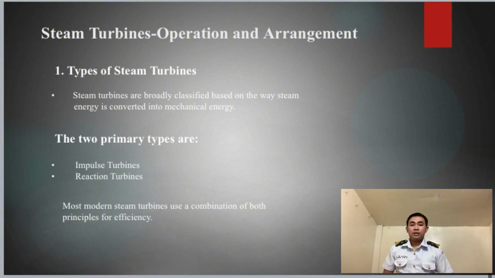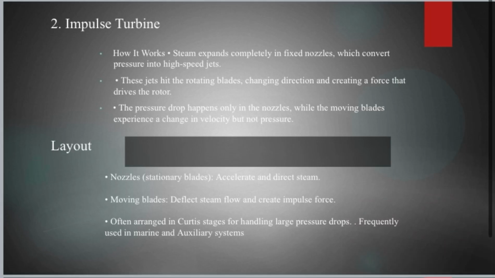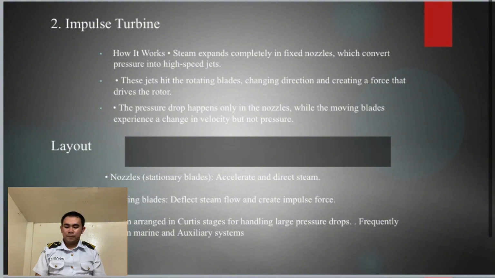Steam turbines are broadly classified based on the way steam energy is converted into mechanical energy. The two primary types are the impulse turbine and the reaction turbine. Most modern steam turbines use a combination of both principles for efficiency. Continuing to the impulse turbine.